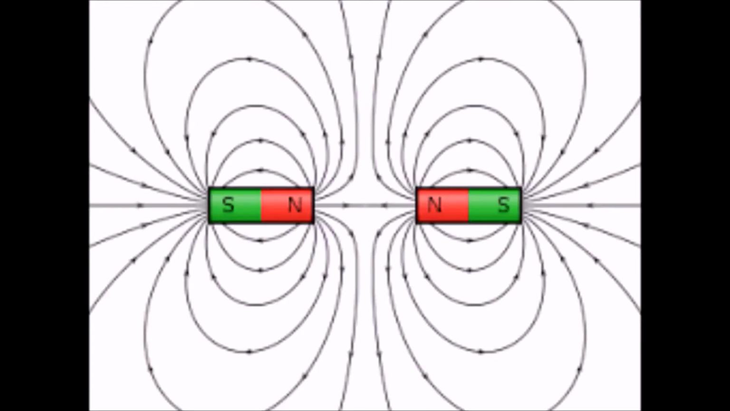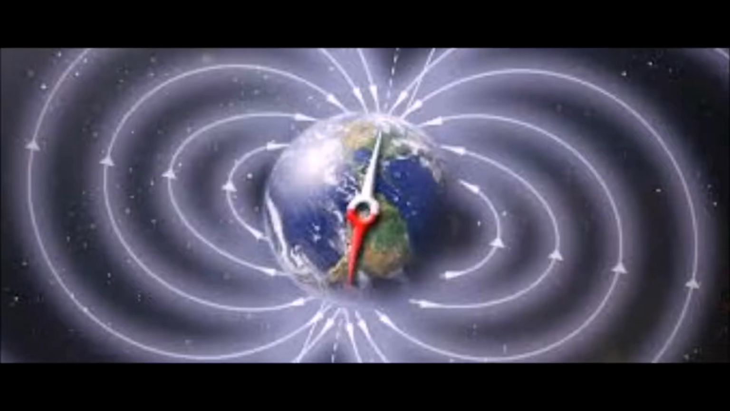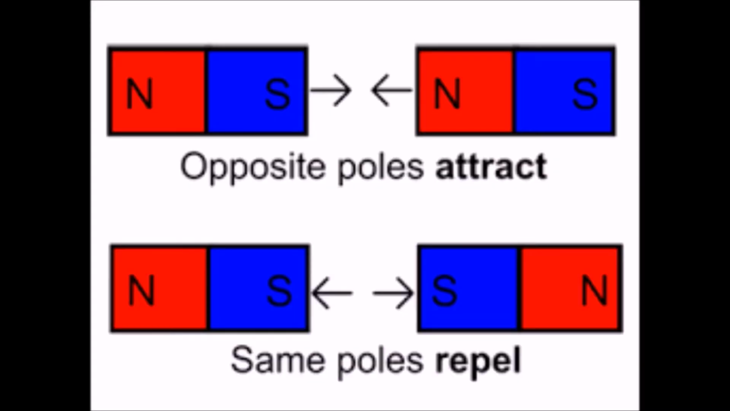There is another type of field called magnetic fields. Magnetic fields act similarly to electric fields, except magnetic fields come from magnets instead of charged particles. A magnet is usually an ore or metal that has a north and south pole. Magnetic fields flow from the north pole to the south pole. Magnets can attract and repel other magnets.